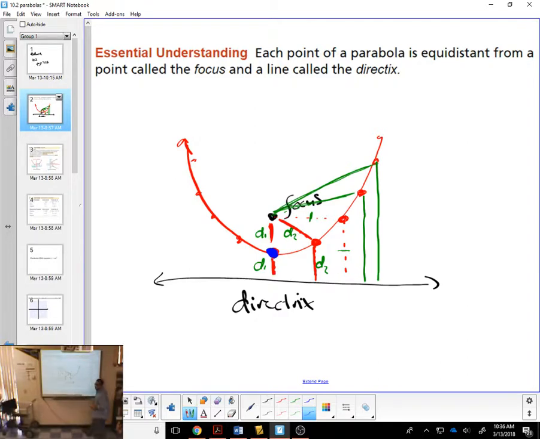Right? Now, here's another kind of cool word for you guys. All of these points that I was drawing that make up the parabola are called the locus. Locus. It's very similar to focus, isn't it? But it's locus with an L.